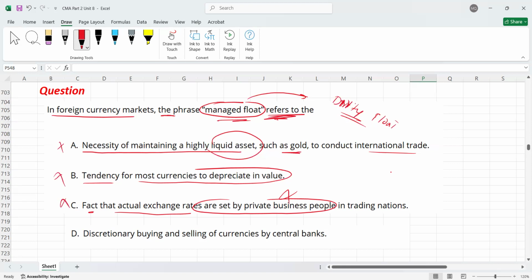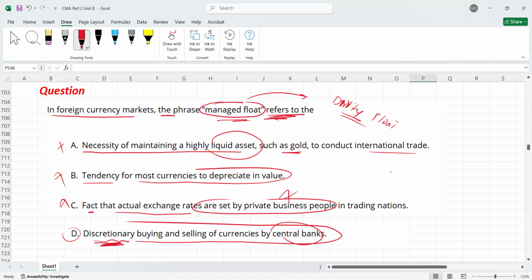Okay. So then D, discretionary buying and selling of currencies by central bank. Yes, this is correct. The reason is that first we will allow the market forces such as demand and supply to set the exchange rate. First we will allow this, but if rates are going beyond these ranges, government will buy or sell the currencies. It will be done by central bank, and they are doing it at their discretion.